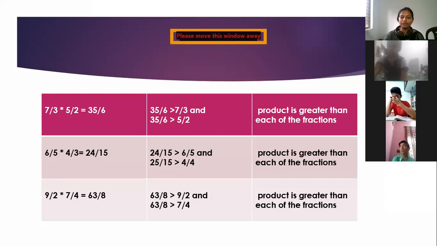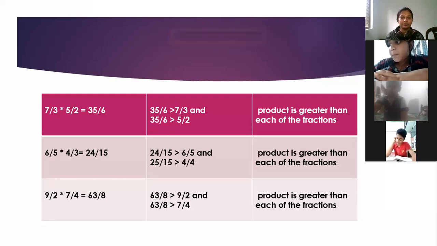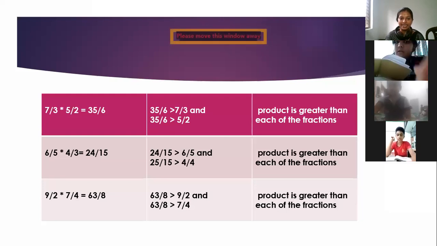Did you get the value of 24 by 15? It is 1.6. The value of 6 by 5 is 1.2 and the value of 4 by 3 is 1.3, and we get the value of 24 by 15 as 1.6. Which is the largest one? 24 by 15, 1.6. That is, the value of 24 by 15 is greater than both 6 by 5 and 4 by 3.